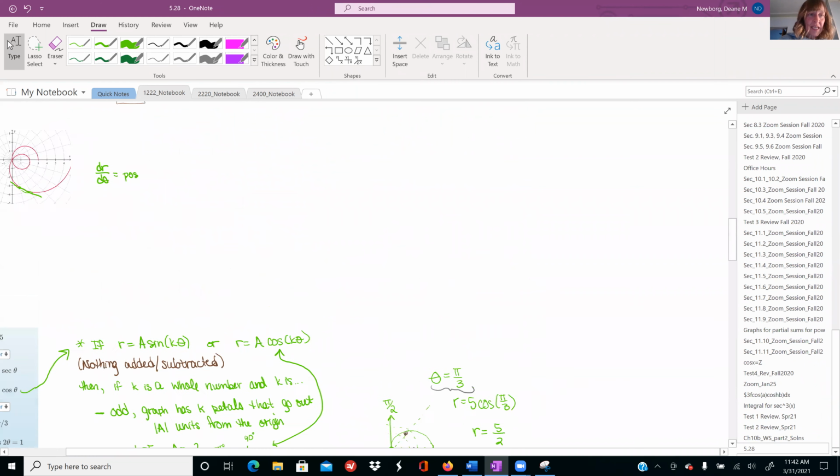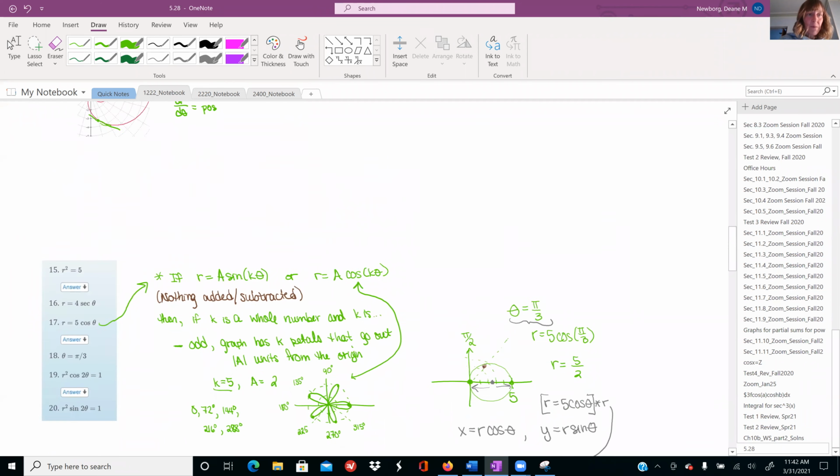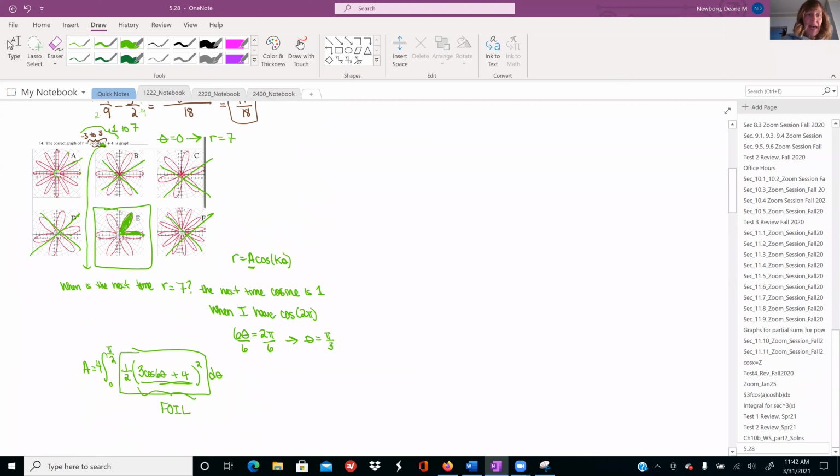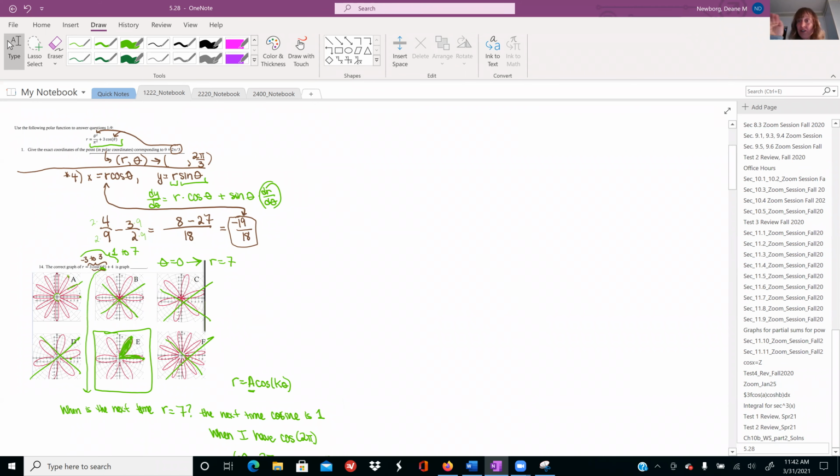Kind of like what I did earlier with the petals, where I said on the x-axis, I know I should be out 7 units, and not all of those graphs went out 7 units. So I was able to rule those out. I know that was a lot. I'm going to stop recording or pause recording.